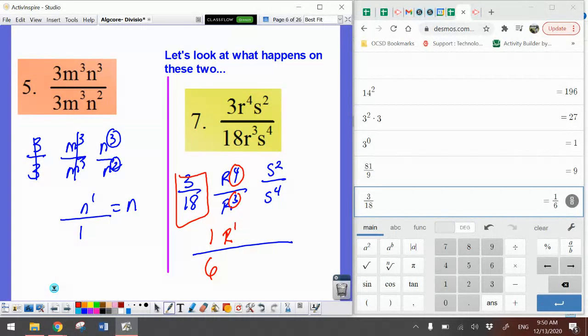What about my s's? Well, this would be s squared and s to the 4th, 4 minus 2. They're on the bottom. So my s squared actually has to go on the bottom, not the top, because this is where my biggest number is. So this answer is 1r divided by 6s squared. And I could certainly just put r over 6s squared. I don't have to write the 1.